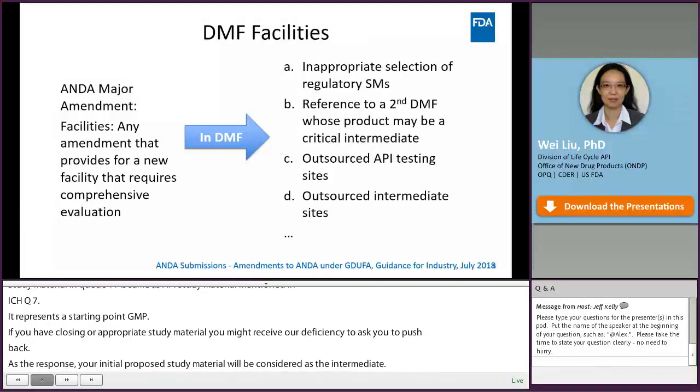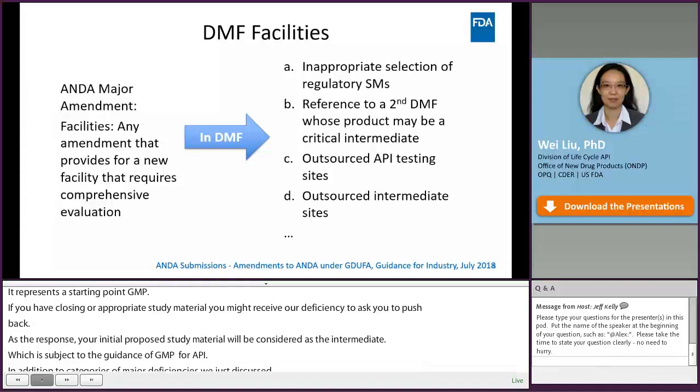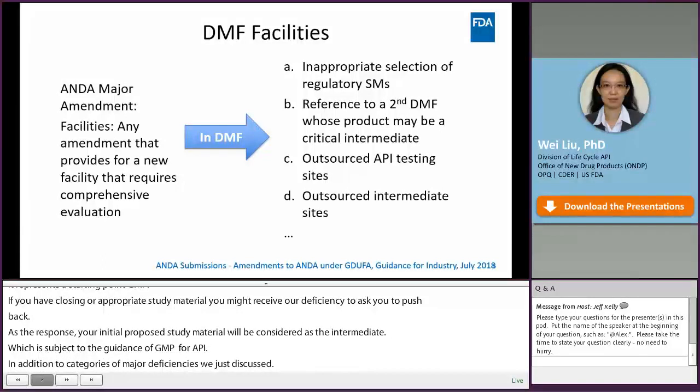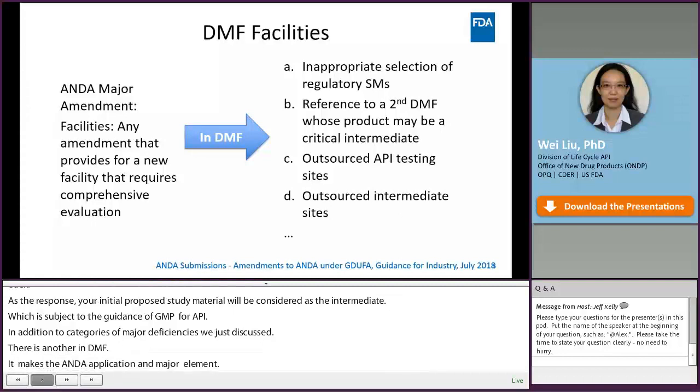In addition to categories of major deficiencies we just discussed, there is another situation in DMF, which may make the ANDA application a major amendment. That is facility. If a required DMF facility is not listed in the drug product application, and that facility requires comprehensive evaluation, the application amendment will be classified as major.